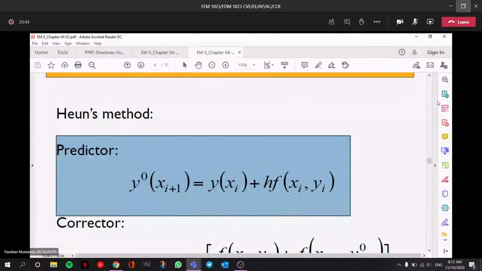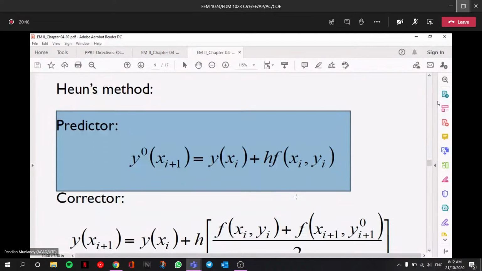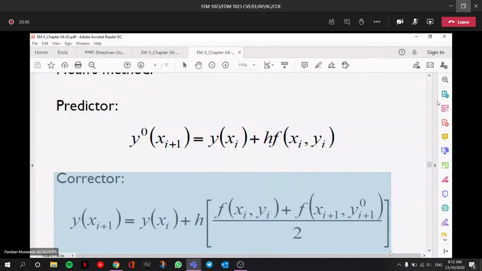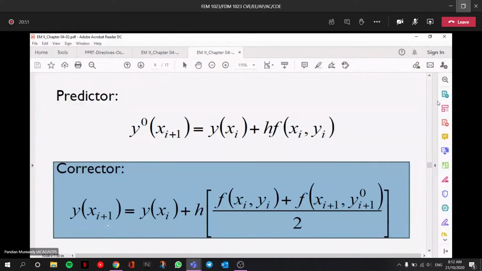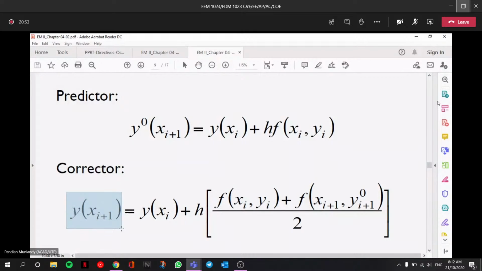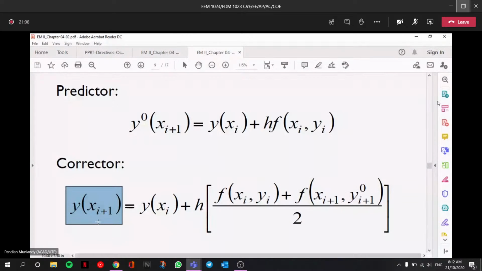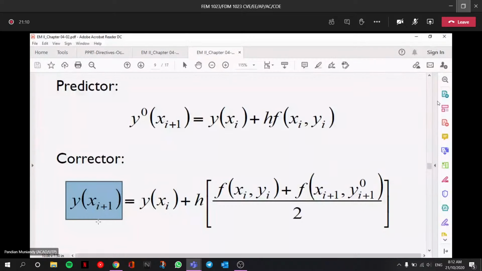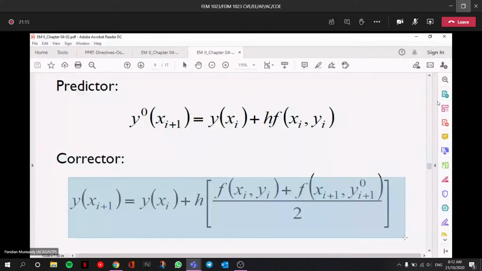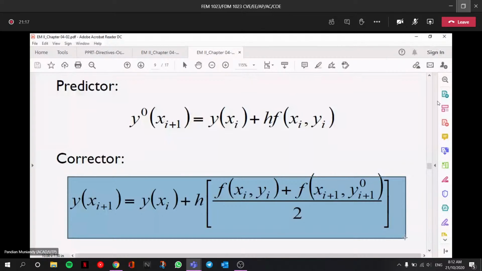And the corrector is the final one. This is y(x_{i+1}). This is your final output. This is the output you are looking for at that particular input x, in this case i plus 1. Remember, this formula, you may say it's very hard to memorize, but you must be very familiar with this. The important thing for you is how to use this formula in a correct way.